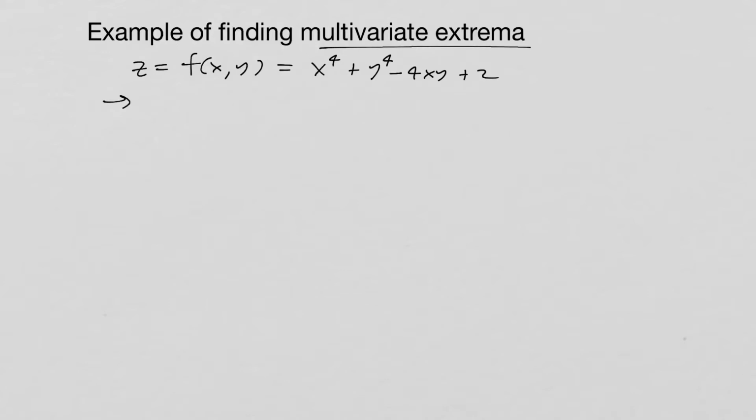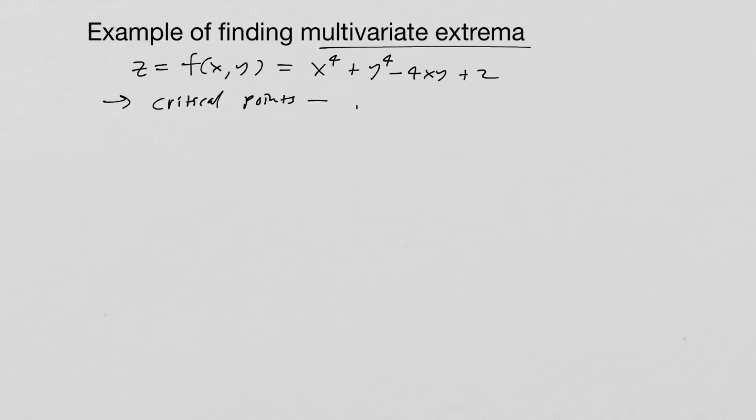Hello and welcome. Today we're going to do another example of finding multivariate extrema. So again, the idea here is we have some f of x, y equal to z. We're going to do a specific example here of x to the fourth plus y to the fourth minus 4xy plus 2. Okay, so of course we're going to find critical points.